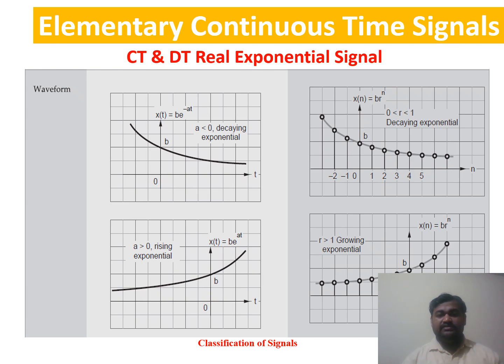The next signal is the continuous time and discrete time real exponential signal. x of t equal to b e power minus a t. If a is greater than 0, it is a decaying exponential. If the base r is between 0 and 1, this is also a decaying exponential. But when a is less than 0, it is a rising exponential. The signal rises. Here in this case, the signal is a decaying exponential. This is an increasing or growing exponential.